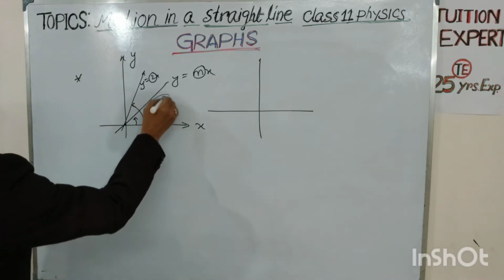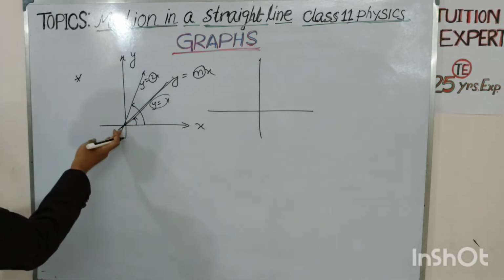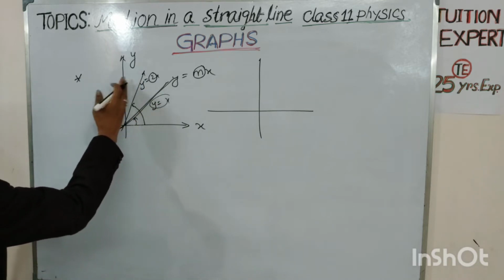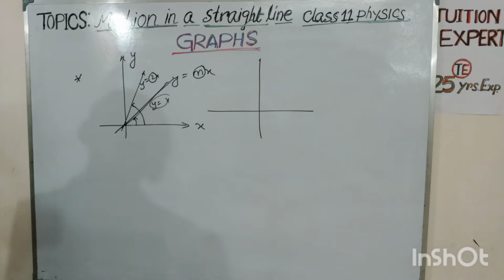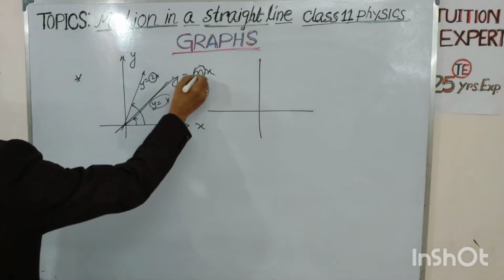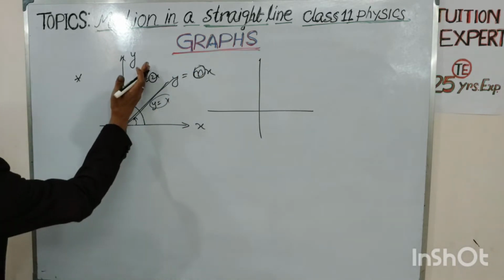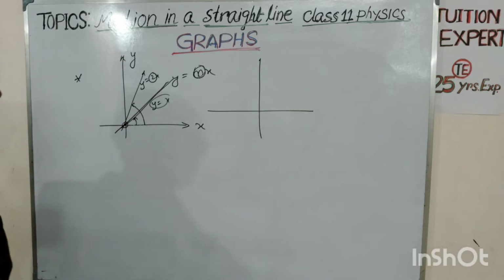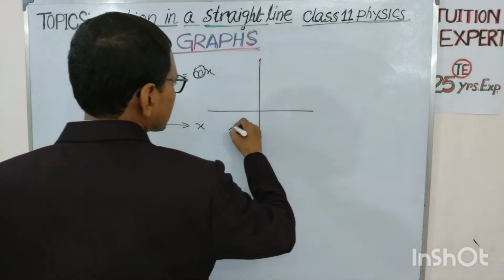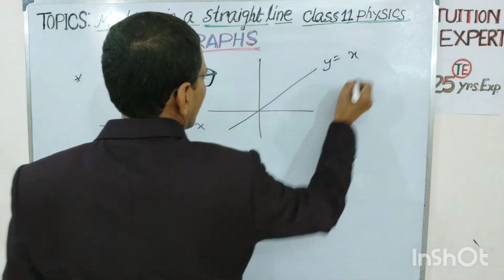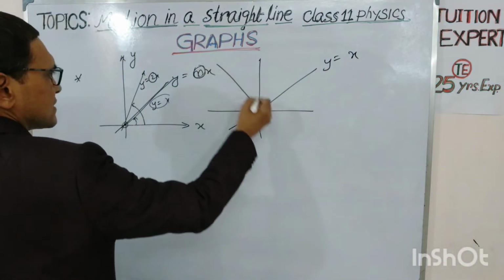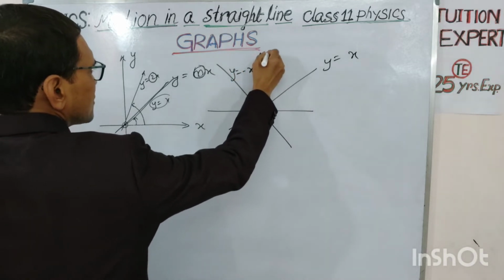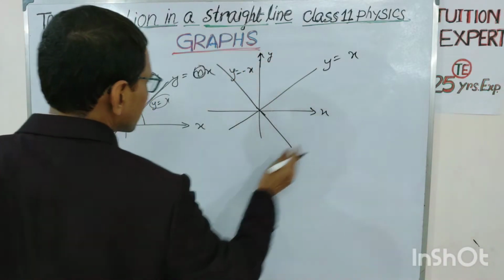Suppose this is y equal to x passing through the midway, and y equal to 2x tilts slightly towards the y-axis. So as the value of m increases, the graph tilts towards the y-axis. But all the graphs pass through the origin. Now y equal to x will be this. y equal to minus x will be this. This is y equal to minus x. So you have to remember all these graphs.